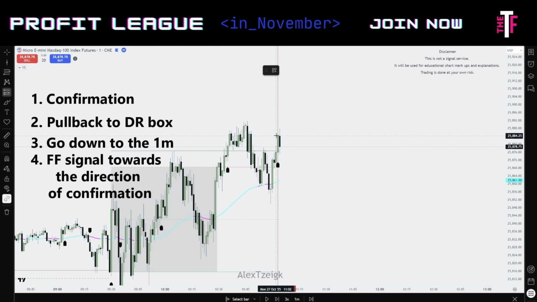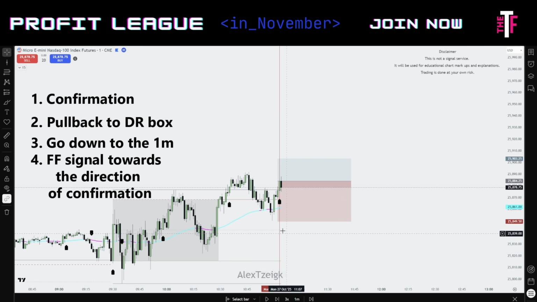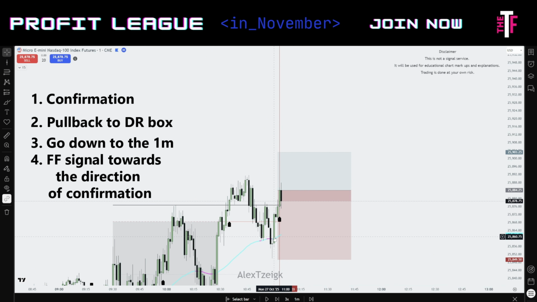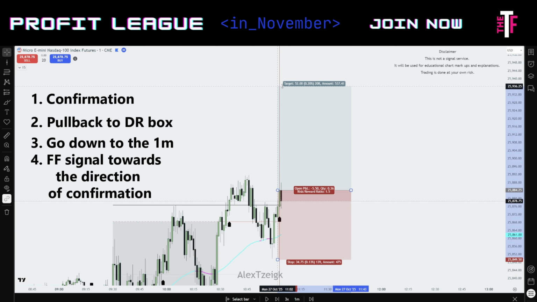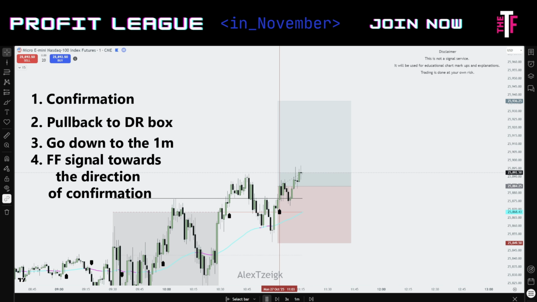So I will enter exactly at this point. I will usually cover, of course, the swing low, or if I want to be more aggressive, I would cover, for example, this fair value gap, and I will go for my standard 1.5R. And as you see, it would have played out very, very nicely, flawlessly. This is our bullish example.